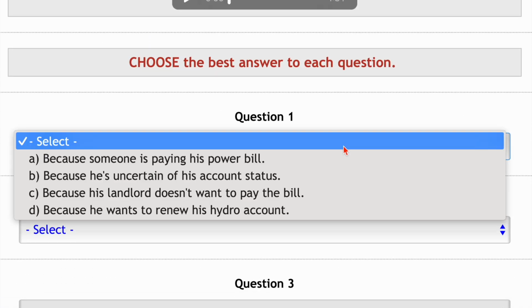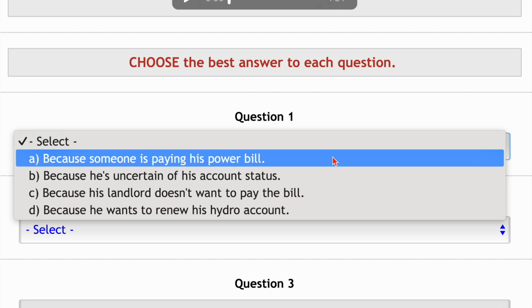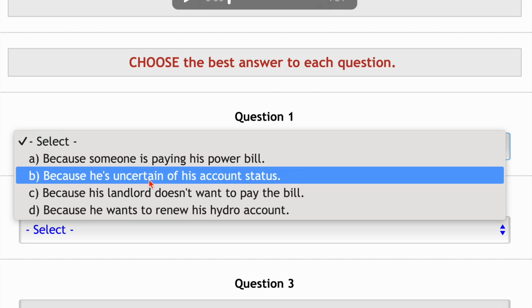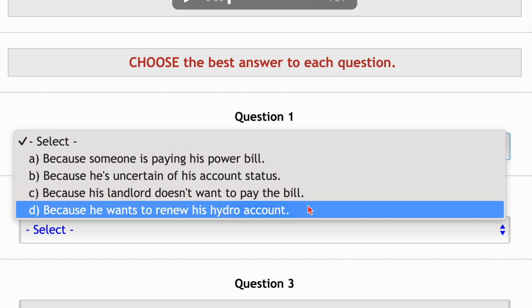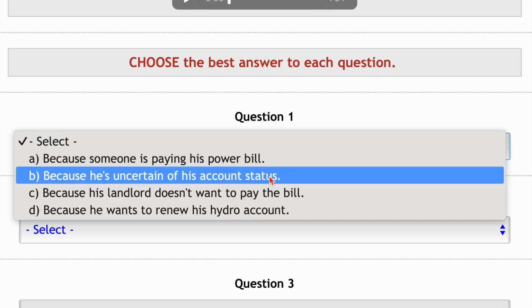So because someone is paying his power bill, I'm not sure. Well, he didn't know, I think. He didn't know yet. He's uncertain. Uncertain means doesn't know of his account status. So he doesn't know what's going on with his account. I'm not sure about renew. I believe it should be B because he said he didn't know what's going on with his power account.